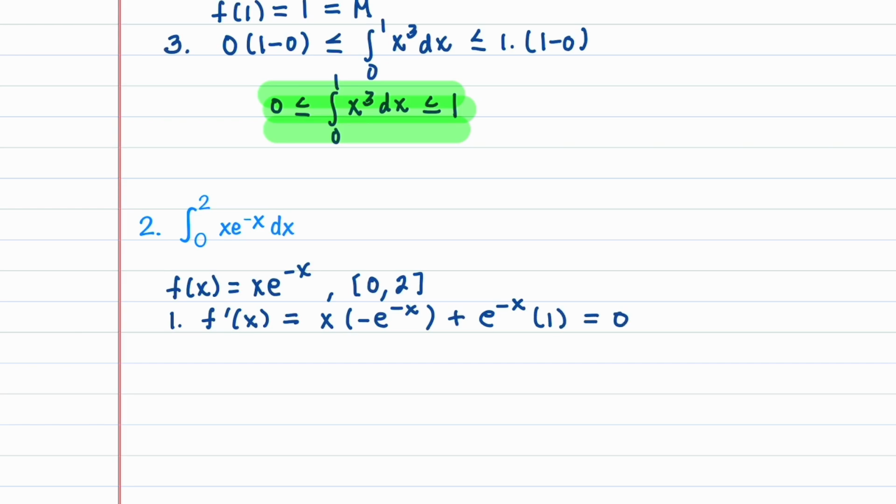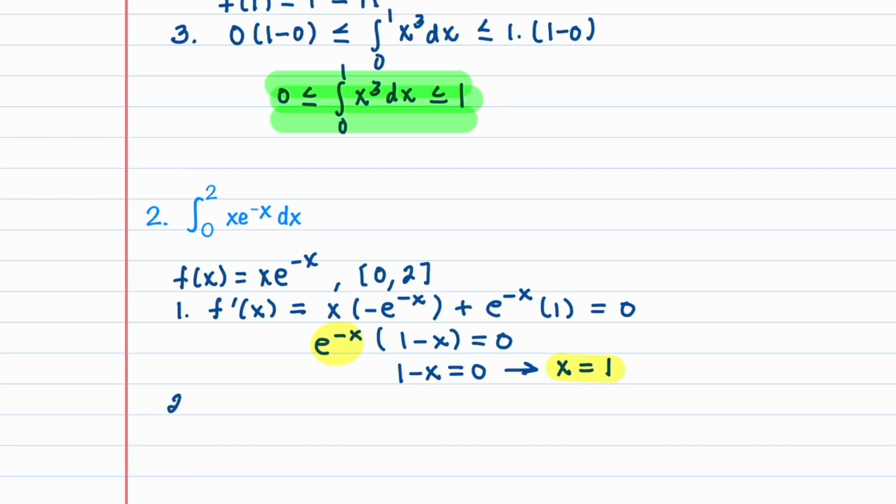We set this equal to 0. Notice that we have an e to the minus x common to both terms. So we'll pull that out, and then we have 1 minus x is equal to 0. An exponential function is never equal to 0. So all we're going to do is set 1 minus x equal to 0. And this gives us that x is equal to 1. And that's our critical value.